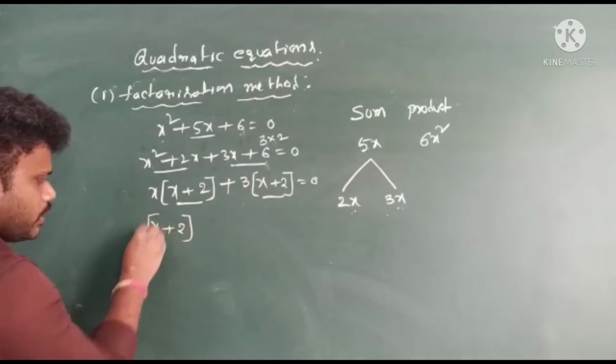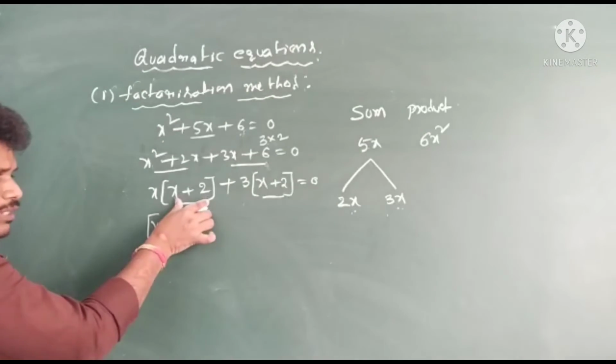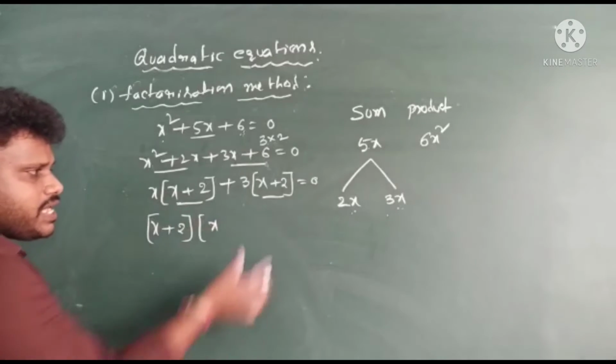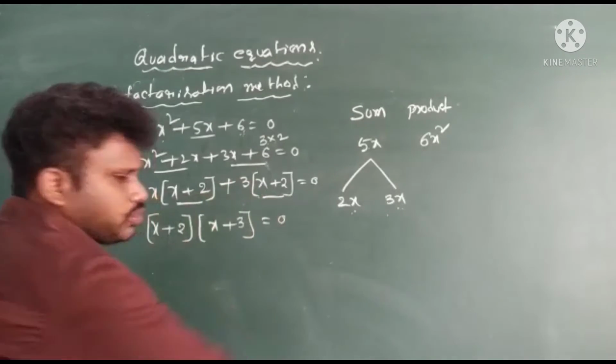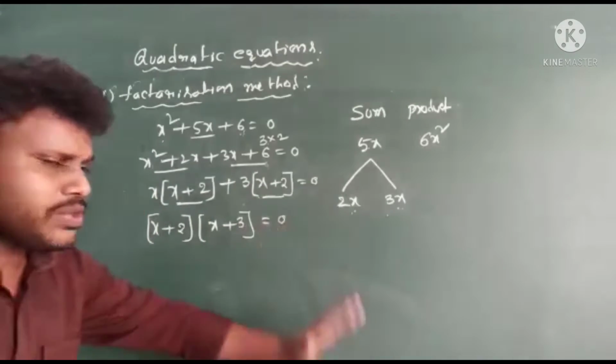So take x plus 2 common. Now if you take x plus 2 common, x was left out. Here, if you take x plus 2 common, plus 3 was left out, which will be equal to 0. Now in this, we can equate each term to 0.